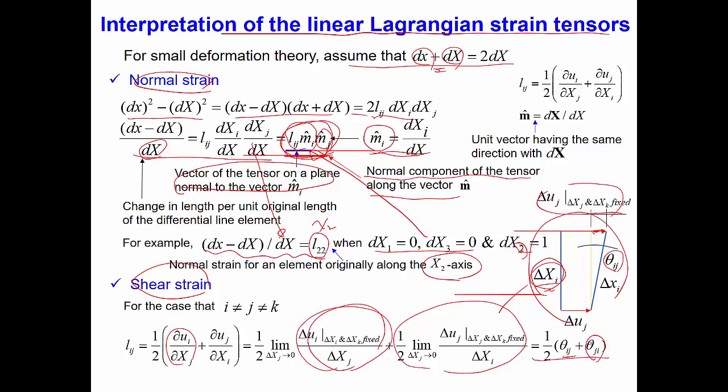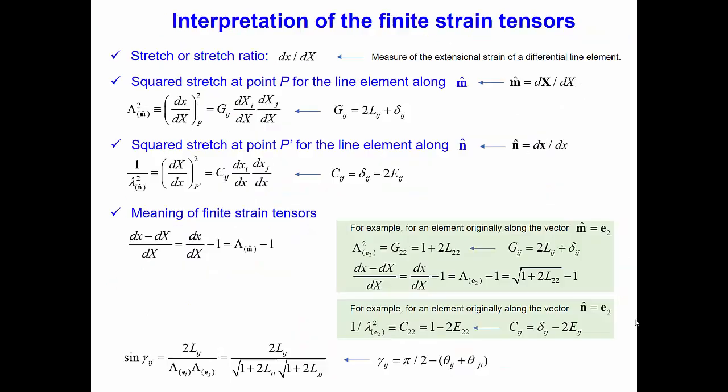When you apply this approach to some specific components, for example L23, you can understand the meanings of the off-diagonal terms of the linear Lagrangian strain tensor in a much easier way. Now, let us consider the meaning of finite strain tensors.